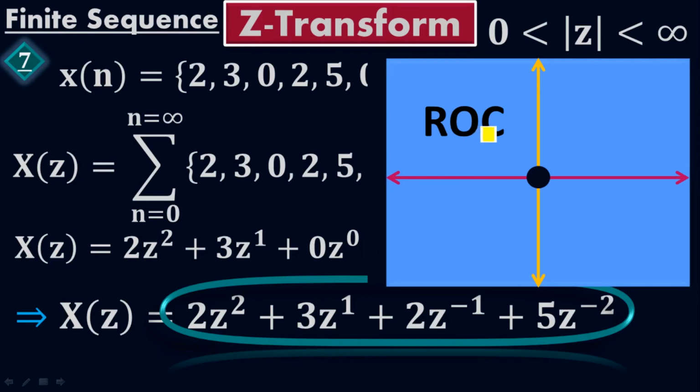So for the region of convergence, a z transform must be a finite number. Therefore, we can write that the z modulus must be greater than 0 and less than infinity. When you look at the complex z-plane, the region of convergence exists everywhere except at 2 points: when z equals 0 and when z equals infinity. This blank space means that the region of convergence does not exist exactly at z equals 0 and also at z equals infinity. So this is going to be the region of convergence of x of n, which is the finite sequence.